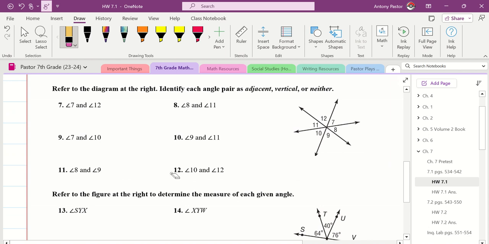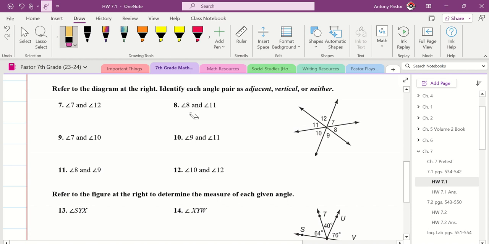For questions 7 through 12, refer to the diagram at the right. Identify each pair as adjacent, vertical, or neither. So they're saying angle 7 and 12. 7 and 12 are what? Adjacent. Remember, like we said earlier, they don't always form a straight angle. This is an example. 7 and 12 are adjacent, but those two together are not 180, right? What angles together would make 180? Angles 12, 7, and 8 together would make 180. Pay attention to that straight line. So 12 and 7 are adjacent.